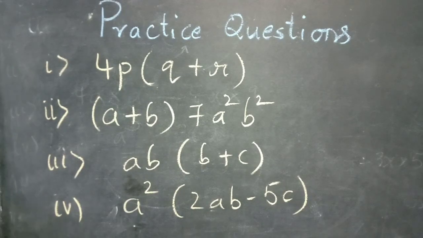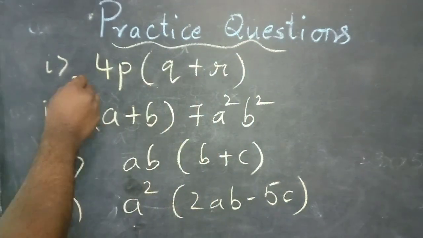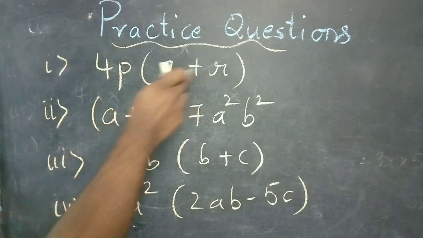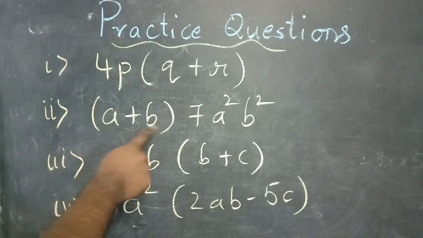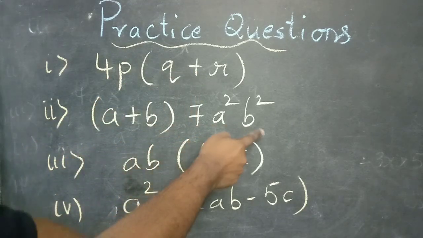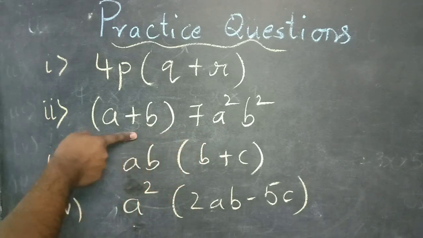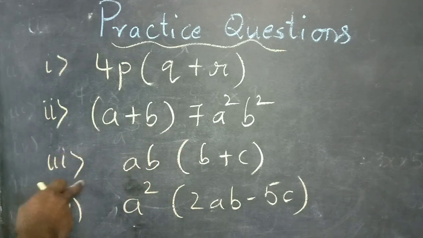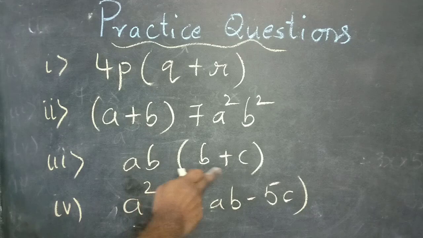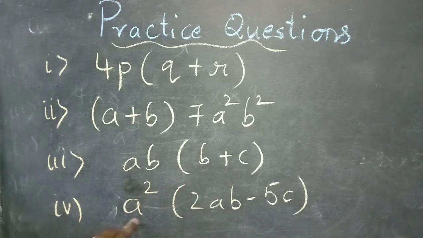Few questions for your practice. First question, 4p into q plus r. Second question, a plus b into 7a square b square. This is the monomial, multiply with binomial a plus b. Third question, ab into b plus c. Fourth question, a square into 2ab minus 5c. This is the concept of multiplying a monomial by a binomial.